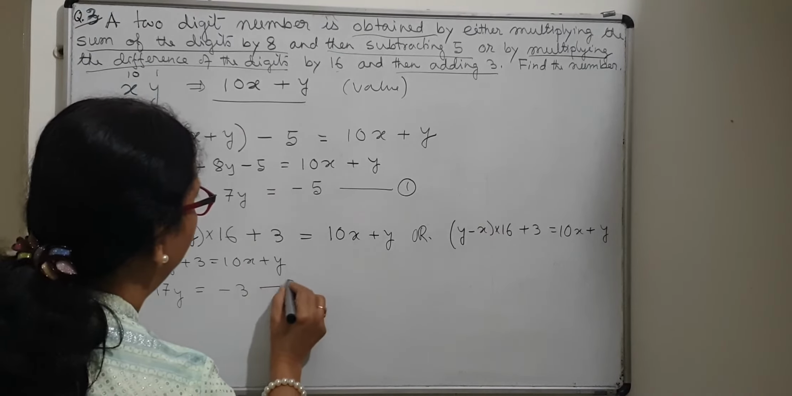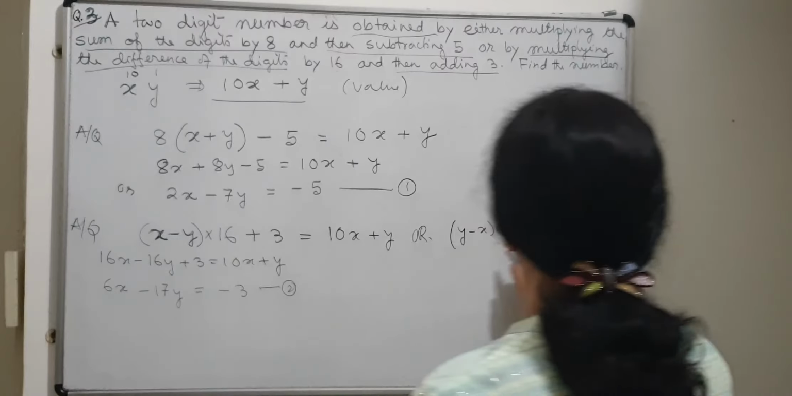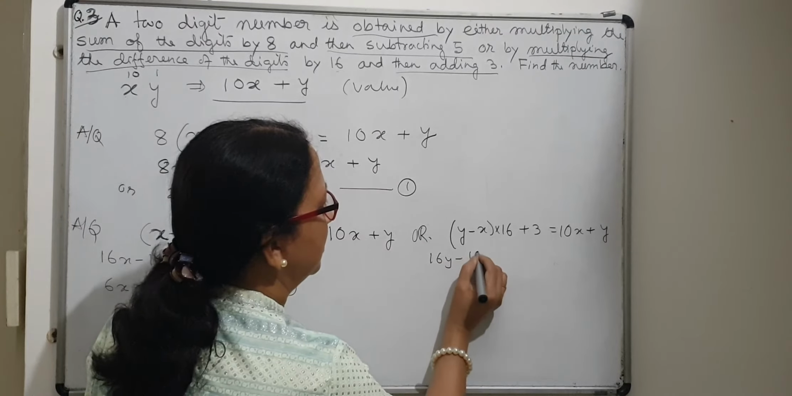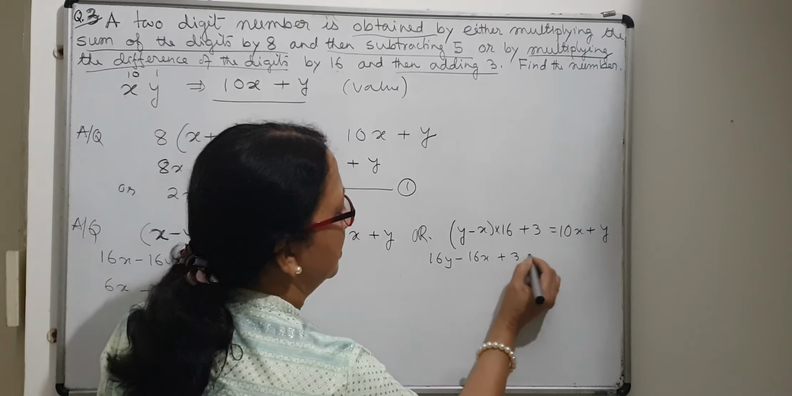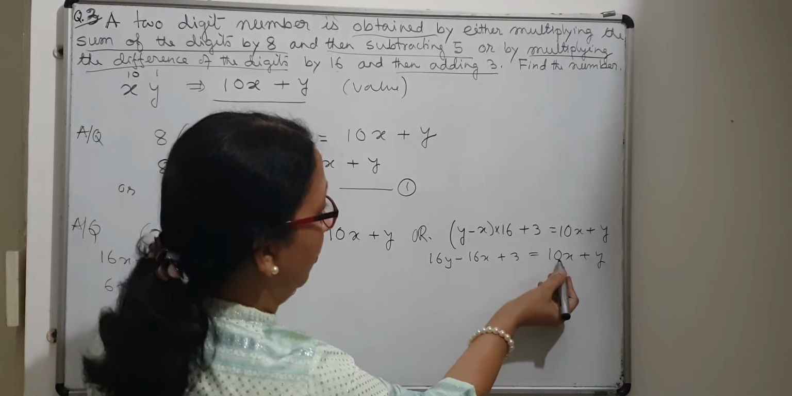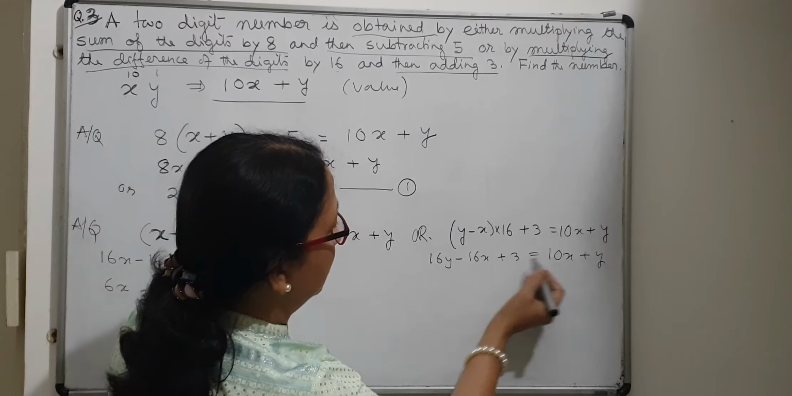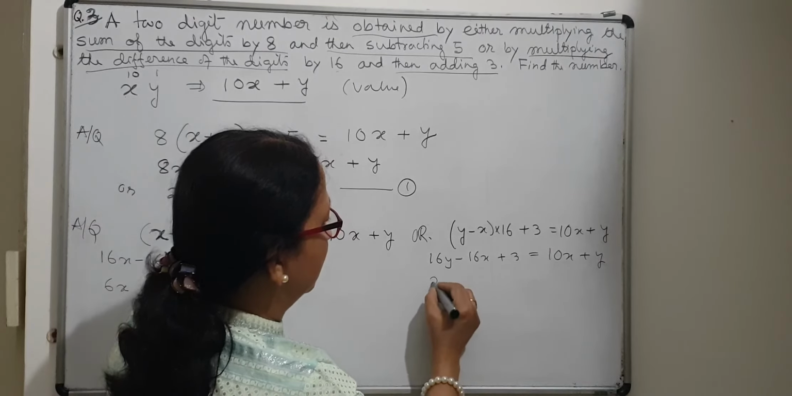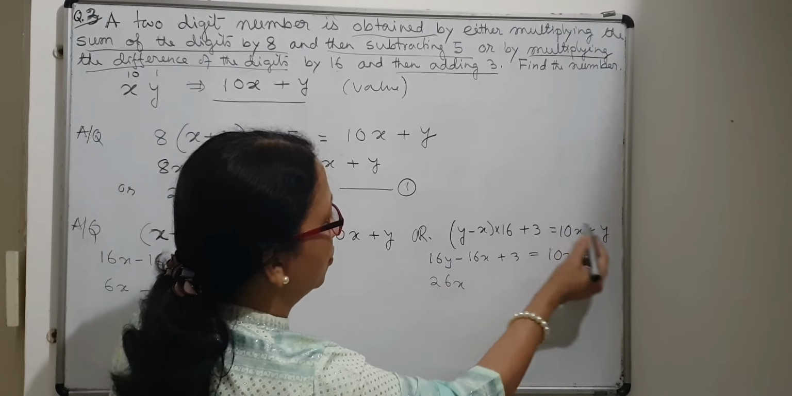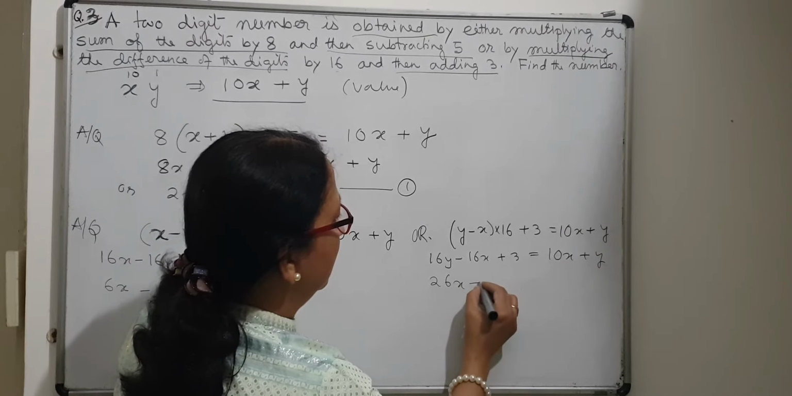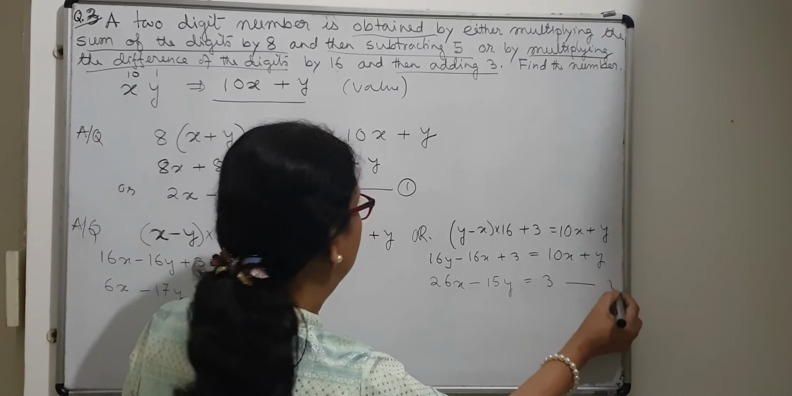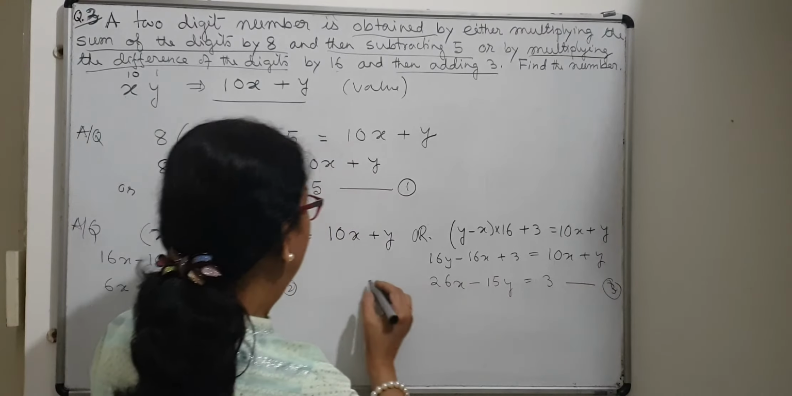Equation 2. In this case, if you take this situation, then 16y minus 16x plus 3 is 10x plus y. So when this 16x goes to that side, it will become 26x, and this will also go to that side, it will be minus 15y, equal to 3. So this will be the third equation.